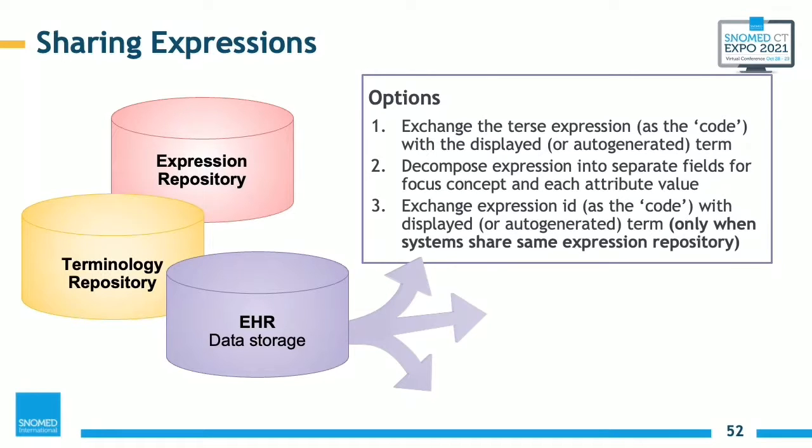And then in each field you can simply include the concept identifier as the code and one of the synonyms as the display text. And the last option is to use the expression identifier from your expression repository as the code with the display term. However, it's very important to not share the expression identifier in a health record unless you can guarantee that the receiving system will definitely have access to the same expression repository to find the associated expression that matches the identifier. So this last approach is, in most cases, not recommended.